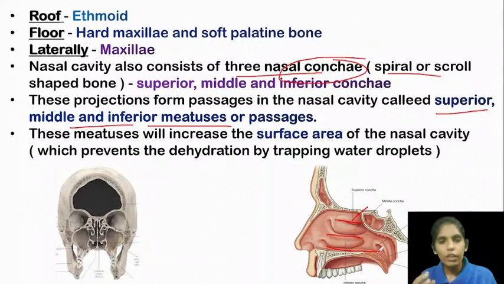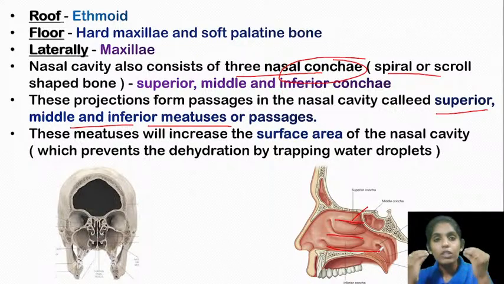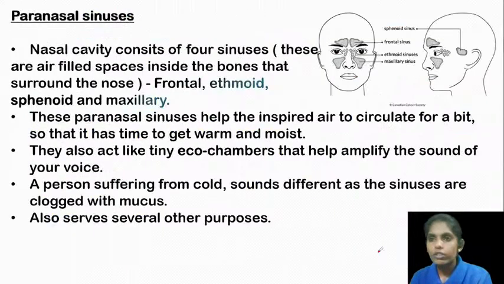As the conchae form the passages, they help in increasing the surface area for the air to travel, and also they trap the water droplets when we inhale and exhale air. Along with the air, some water droplets will be present in the air. So these conchae will trap these water droplets. That is about the nasal cavity.